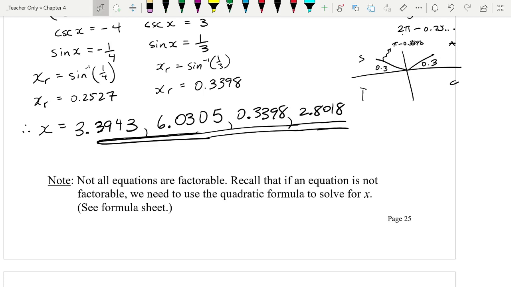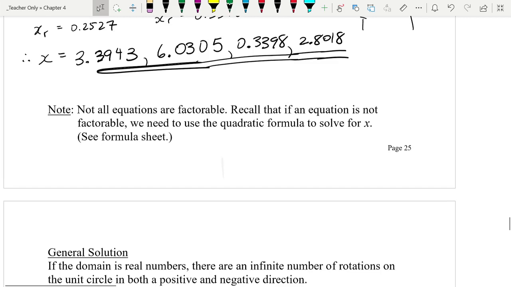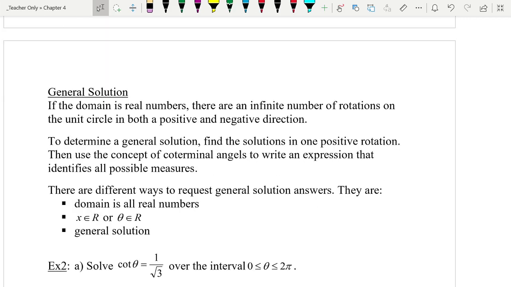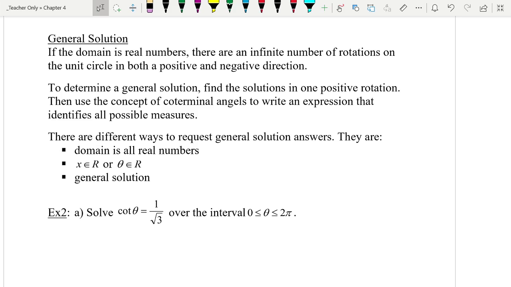Or if it's factorable but you're stuck and you just can't see the factors, don't waste too much time. Go to the quadratic formula. Okay? It will be on your formula sheet. Now, there's only one more complication that this stuff has. What if we don't give you a domain that we want the answers in? We want you to express all of the possible answers.